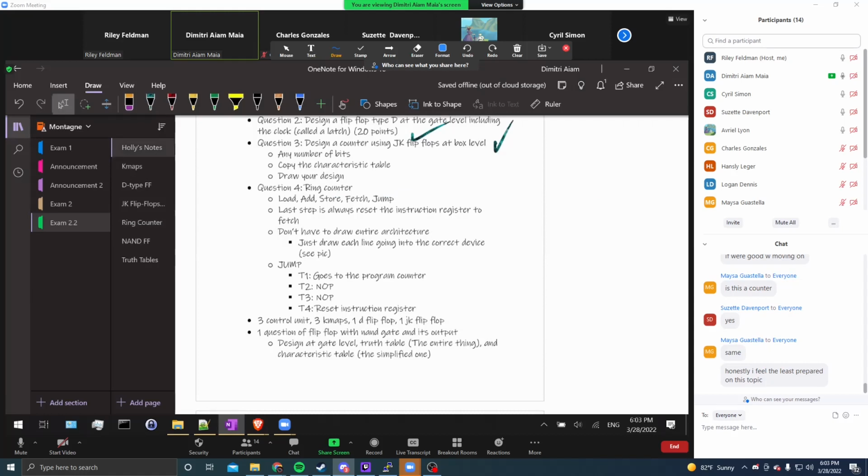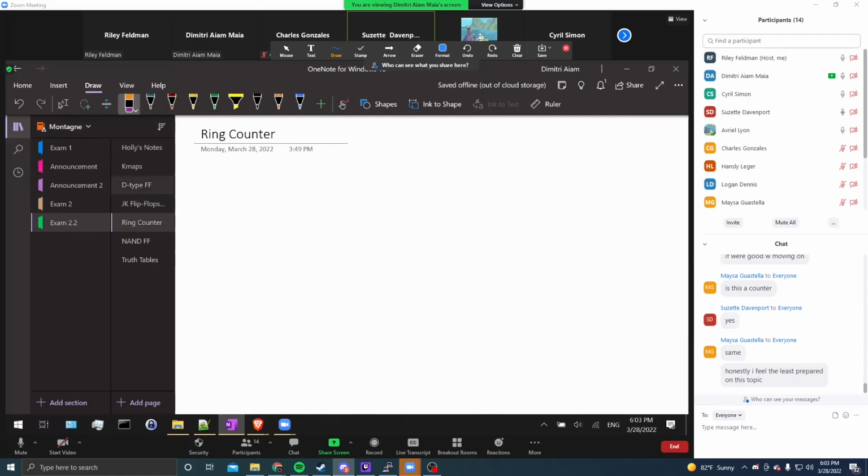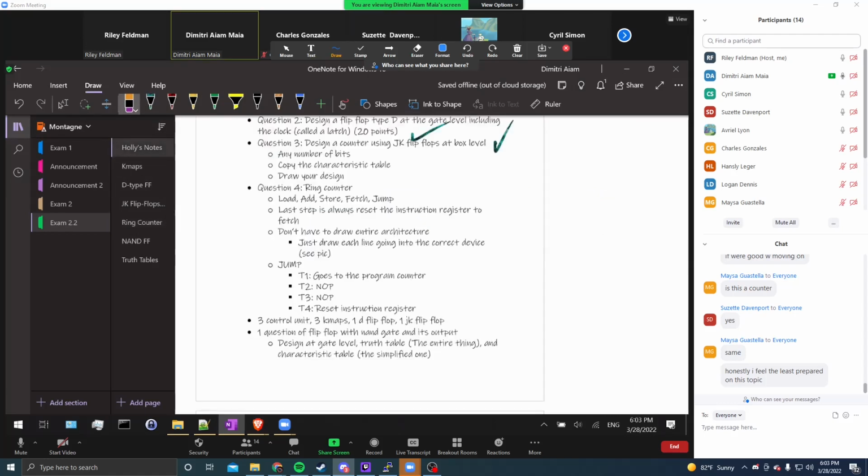So load, add, store, fetch, jump. I don't actually know this one, so I don't feel very comfortable. Someone else knows it.